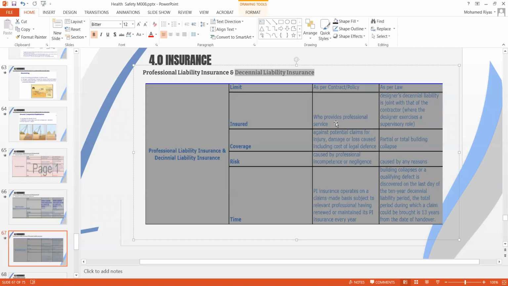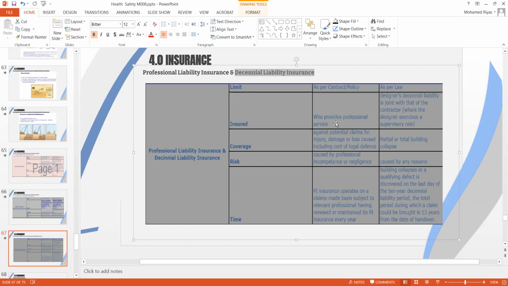So it won't be the same as the total project cost, but designated liability will be a complete replacement cost. If the building collapses for any reason, you don't need to prove anything, and designated liability insurance will give the total amount for completely rebuilding the new building. So this is the total difference.